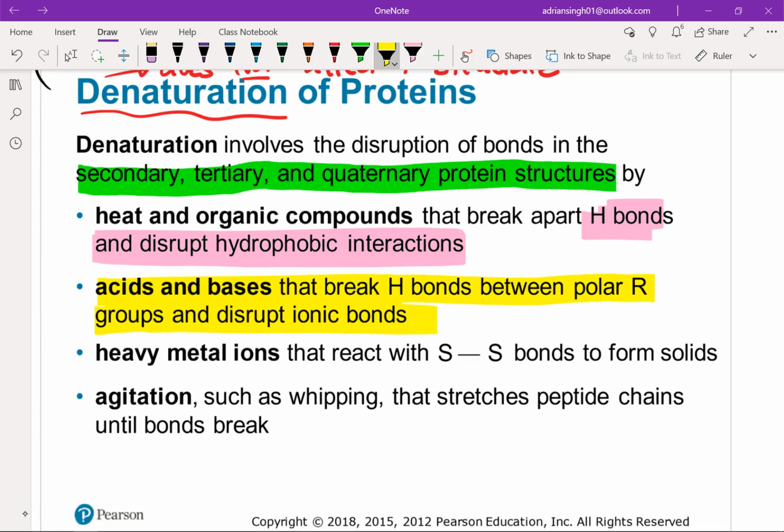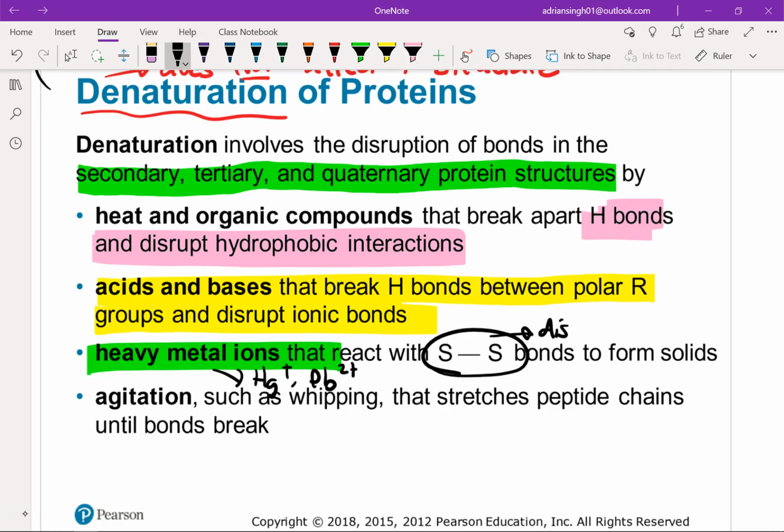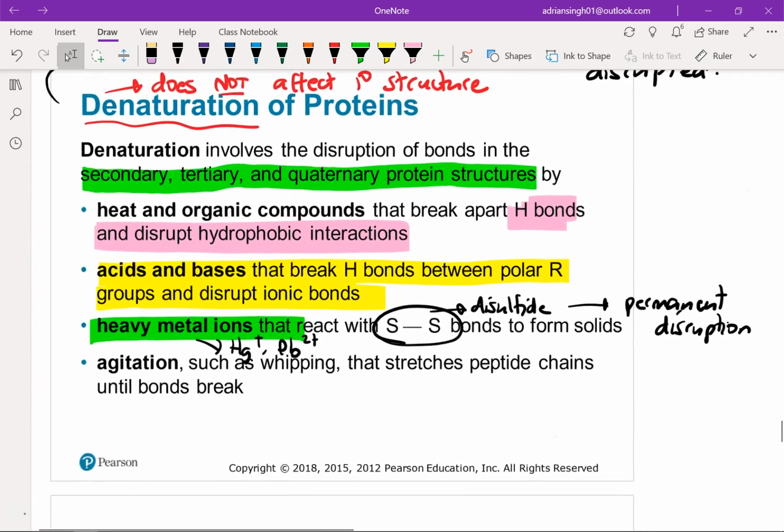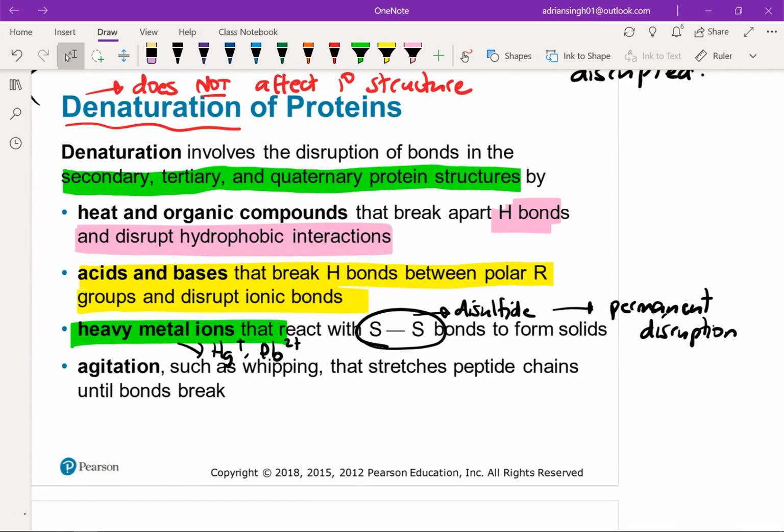Different types of heavy metal ions, so things like mercury, Hg, or lead, for example, can interact with your disulfide bonds, and they can disrupt those disulfide bonds permanently. This is a permanent disruption, which means it cannot be reversed, which is actually a big deal. So if you are exposed to high levels of mercury or lead, for instance, it's a huge problem because it affects the structures of your proteins, which will then affect their functions.